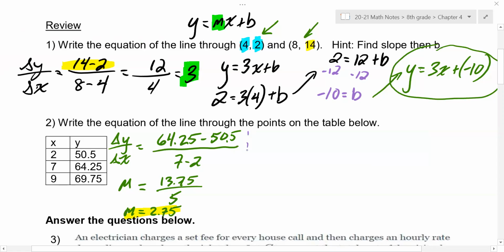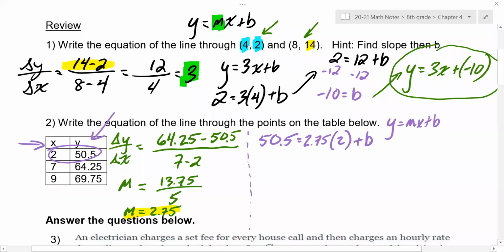So just for organization reasons, I'm going to do a little dotted line right there. Now that we found our slope, we're going to try to find the slope intercept. So we are going to plug in any of these sets of numbers for the values of x and y to find what b is. Remember, y equals mx plus b. My y value is 50.5. This is coming from right here. And x is going to be right there. y equals m, we already found that, is 2.75, x, the value is 2, plus, I don't know what b is.